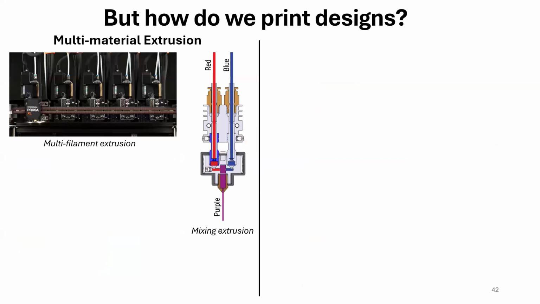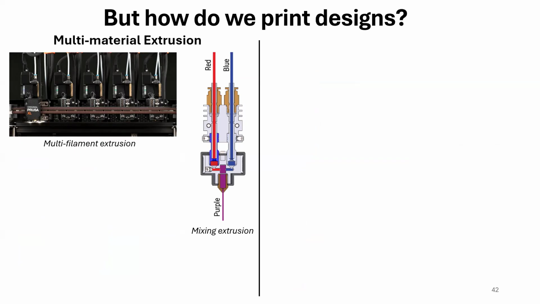But how do we actually print these designs? How do we go from design into a compiled form that the printer can understand? To do that, I'll start by briefly explaining the different printing modalities we support right now.